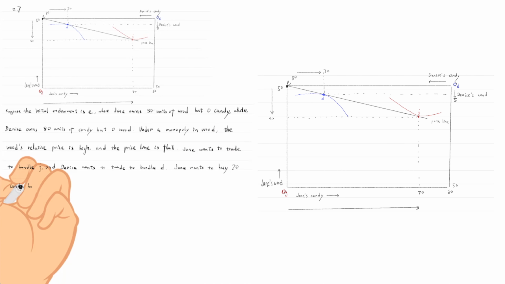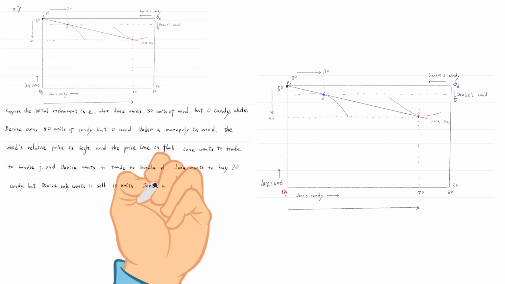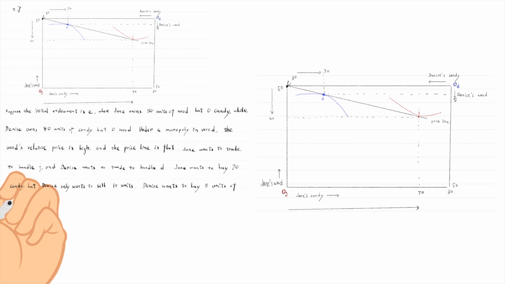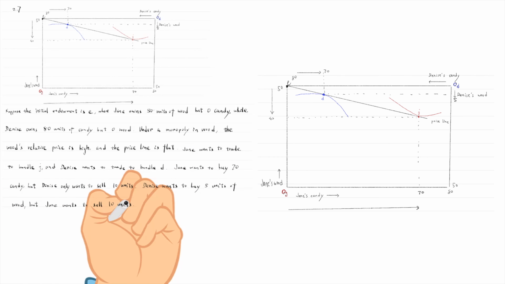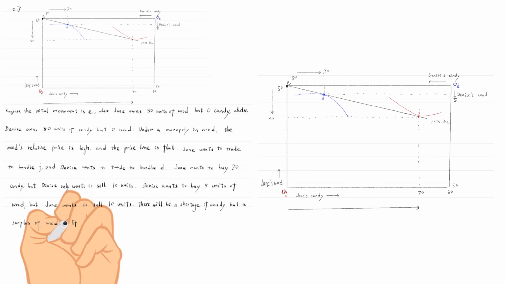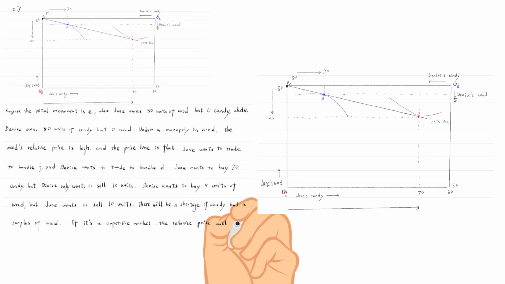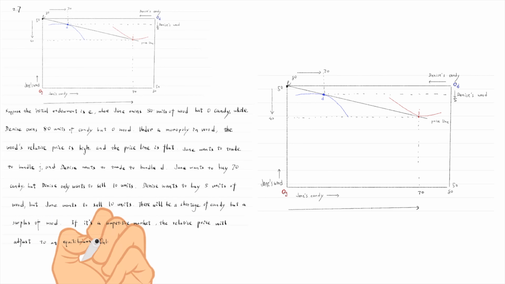J wants to buy 70 candies, but Dennis only wants to sell 10 units. Dennis wants to buy 5 units of wood, but J wants to sell 10 units. There will be a shortage of candy but a surplus of wood. If it is a competitive market, the relative price of wood will drop, and the price line will become steeper. A competitive equilibrium will be achieved, at which the two consumers' marginal rate of substitution will be the same.